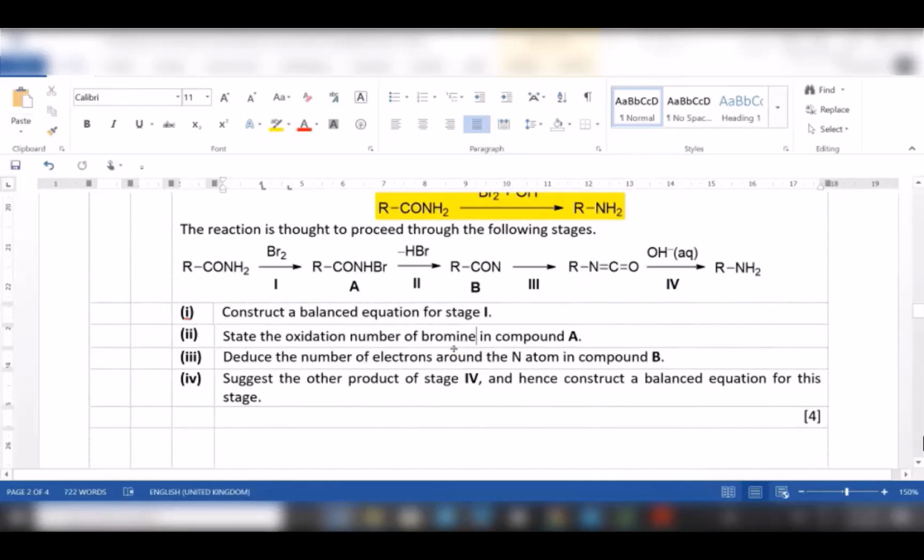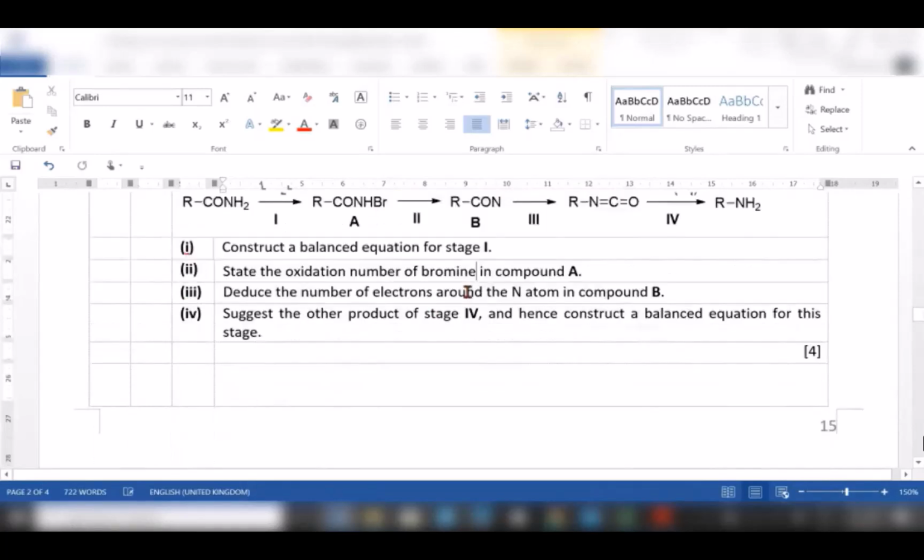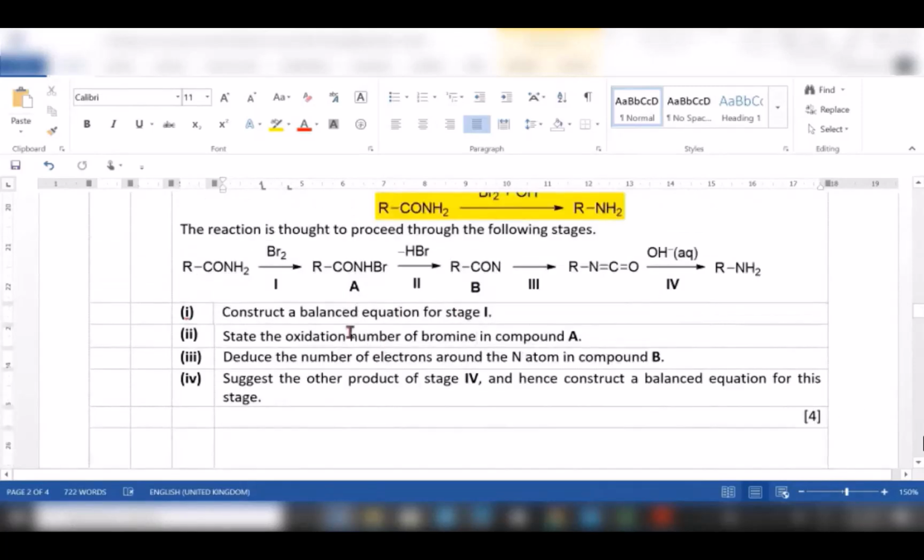I will go into ChemDraw now. I think it's easier to discuss from there. Let me try to remember the question. First they ask you to construct a balanced equation. Then they ask you to calculate the oxidation state, the reduced number of electrons on D, and then state other products. So I will just go straight into it.